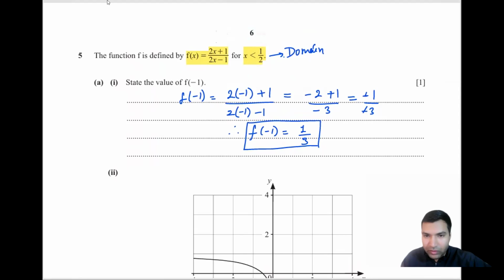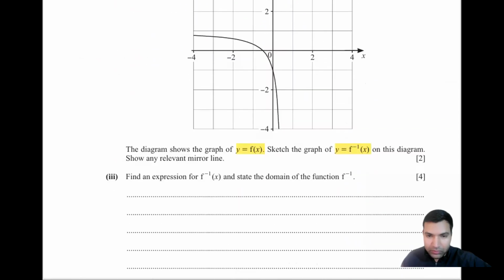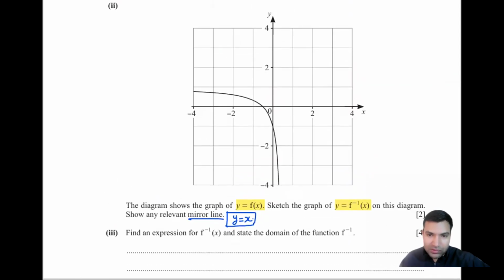So I know that the domain of f of x will become the range of f inverse of x, right? That means the y range is what? Y value. So can I simply say my mirror line would be y equal to x? Then only the inverse will exist. The input will become the output and the output will become the input. So whenever they ask you to draw the graph of an inverse function, the very first thing is to blindly draw the y equal to x line, which will be crossing this way.